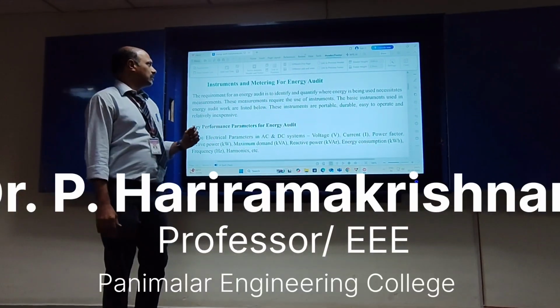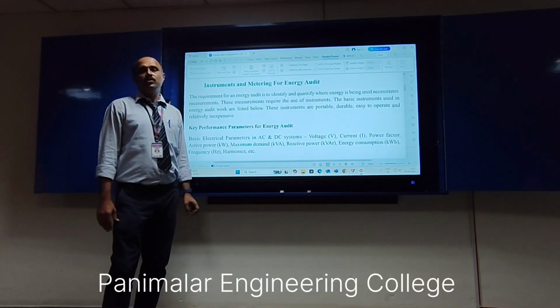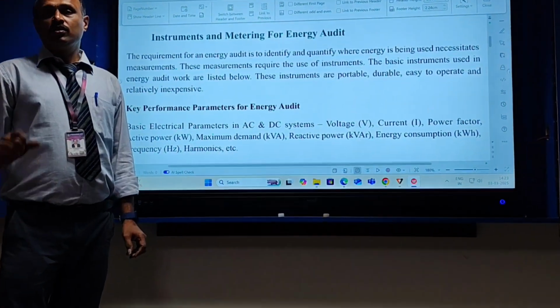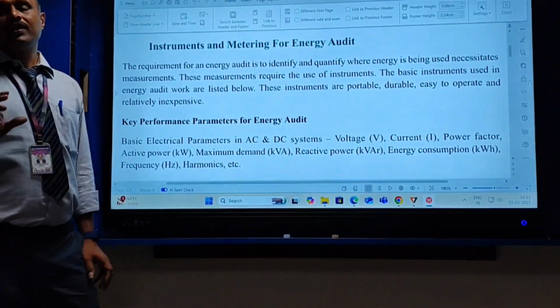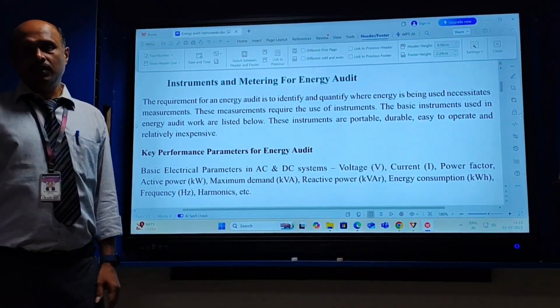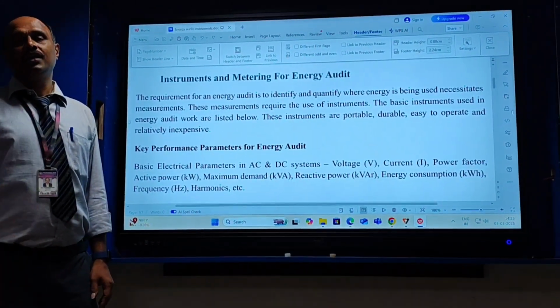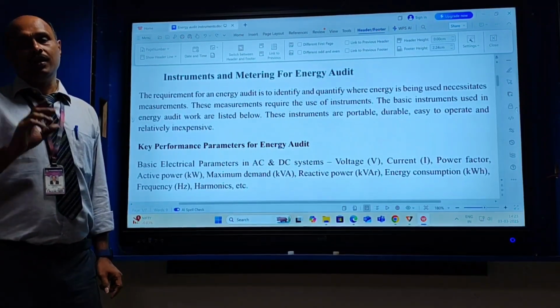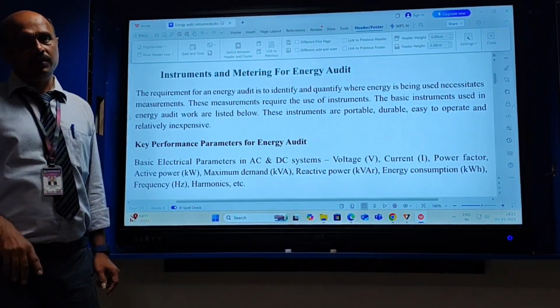We will discuss the instruments which are used for energy measurement. The instruments used for the energy audit are primarily of two types. One is used for electrical parameter measurement and another one is for thermal or mechanical parameter measurement.